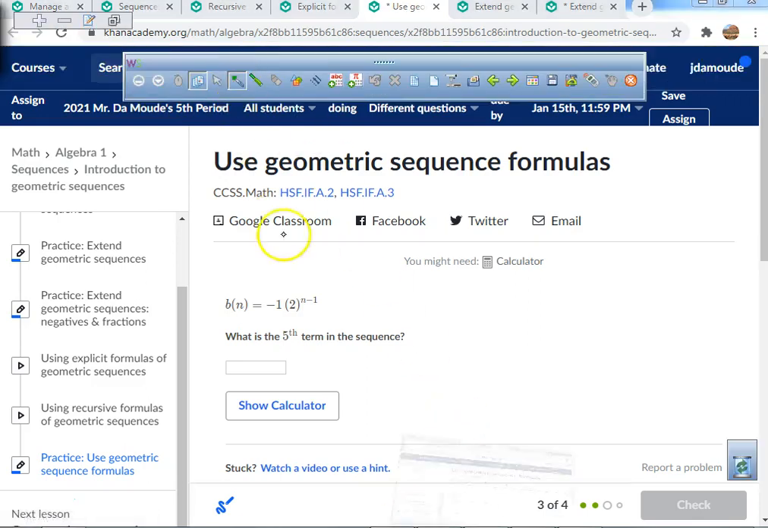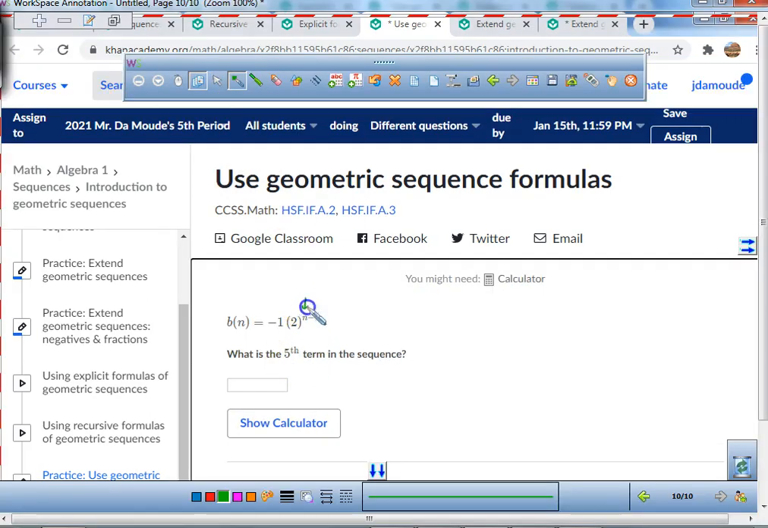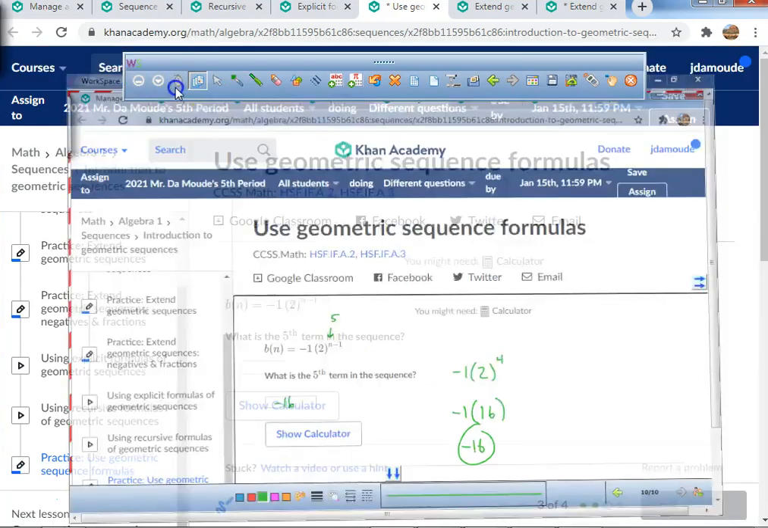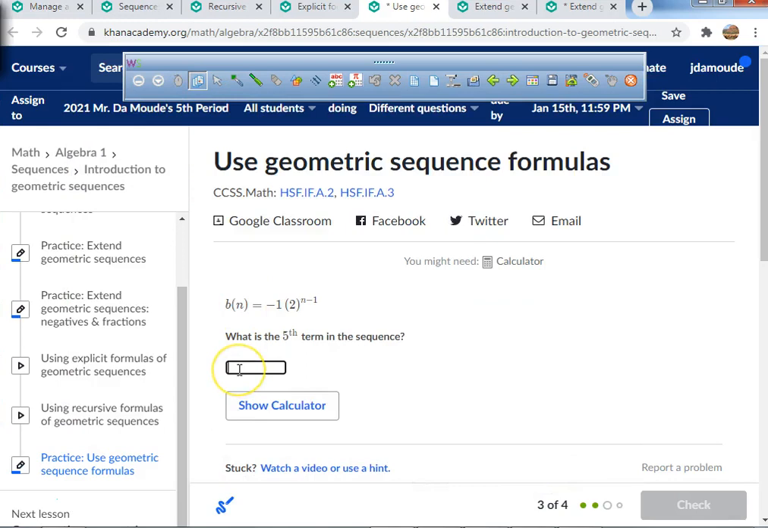On this one, it says, what's the fifth term? So literally, I just got to plug in the number 5. So in the calculator, you could do -1 times 2 to the power of 5 minus 1, which is 4. Well, 2 to the power of 4 is 16, and 16 times -1 is -16. So the fifth term is going to be -16, and that's what I'm going to trust is the right answer. -16.